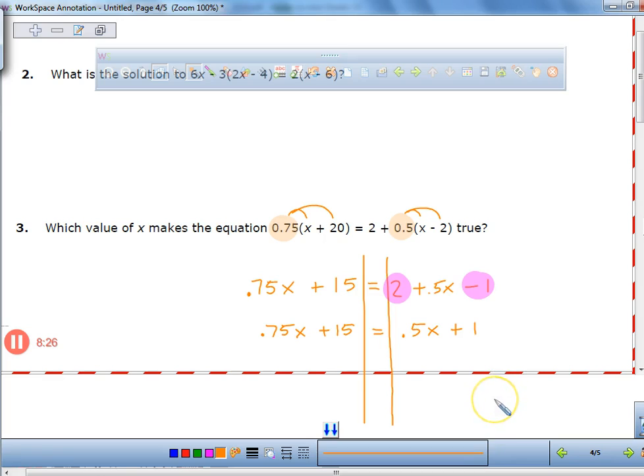Now we have to ask ourselves, self, where do I want to put all of my x's? Not in Texas. We watched a video of that.